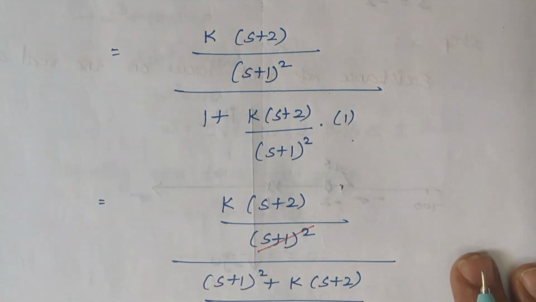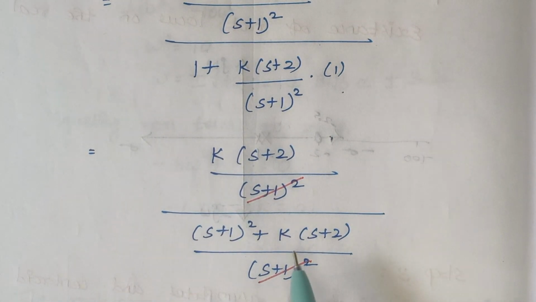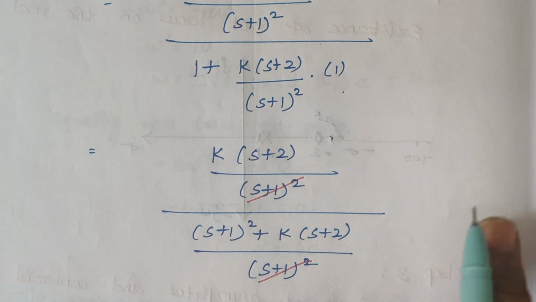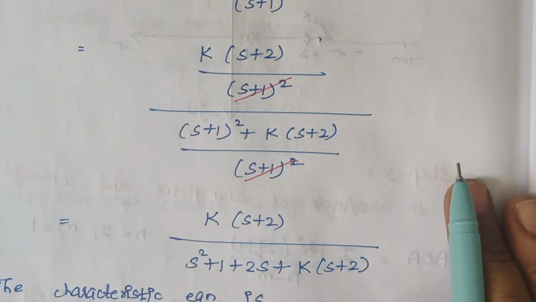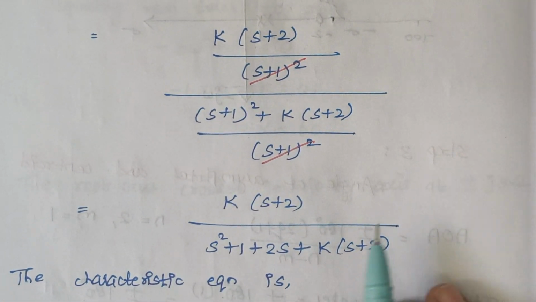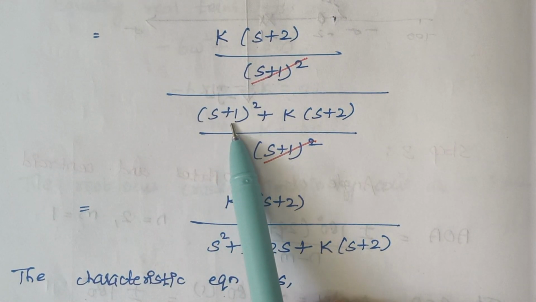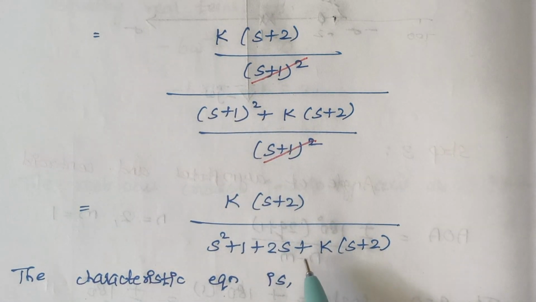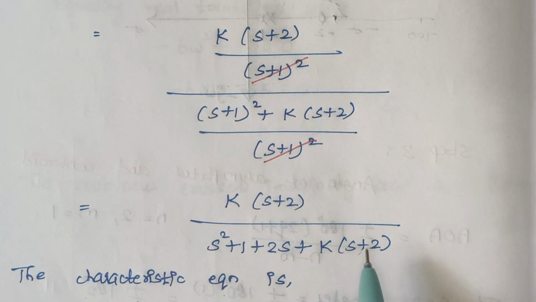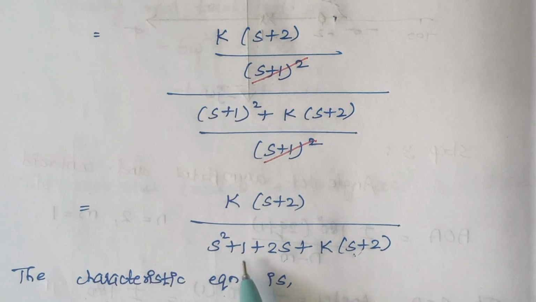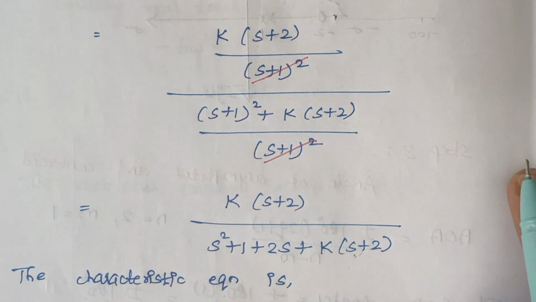The next step is we have to take LCM. So when you take LCM, both the denominator terms are same, so they cancel each other, and finally the value of closed loop transfer function is like this, right? So this term is expanded in the formula (a plus b) whole square, right? So finally, the denominator term of the closed loop transfer function is known as the characteristic equation. So here, this is our characteristic equation.